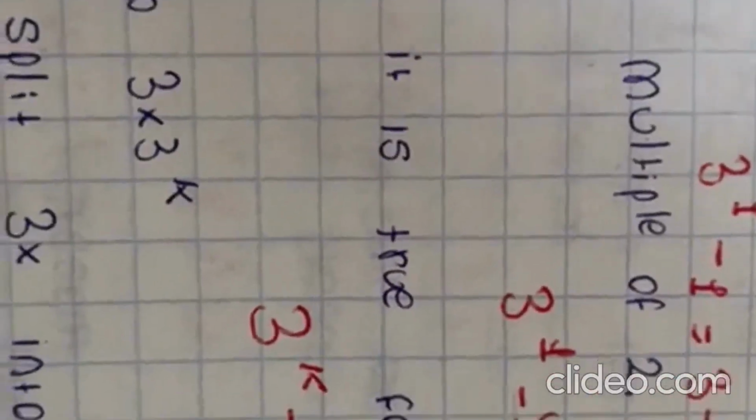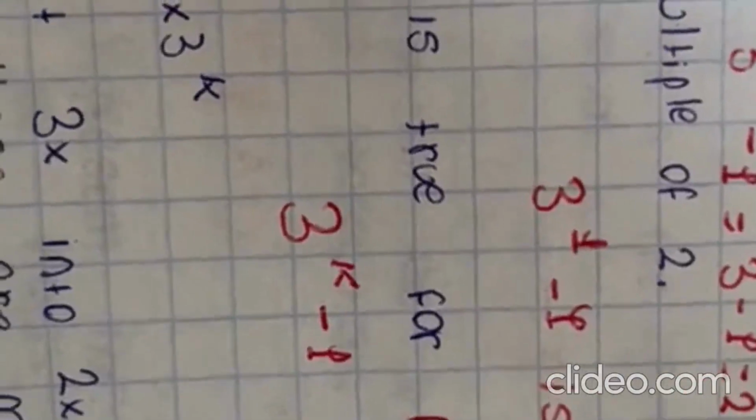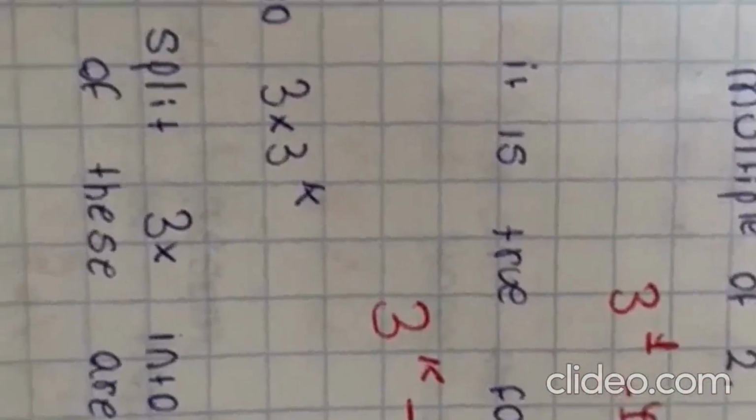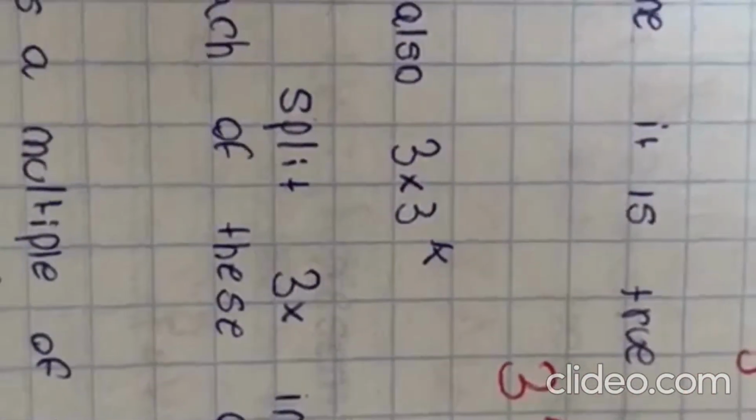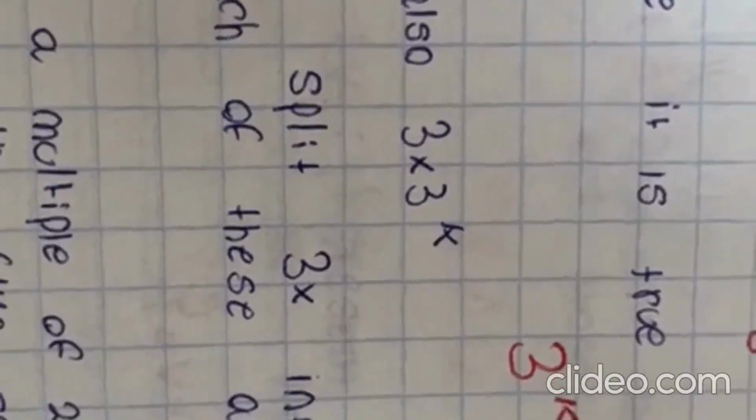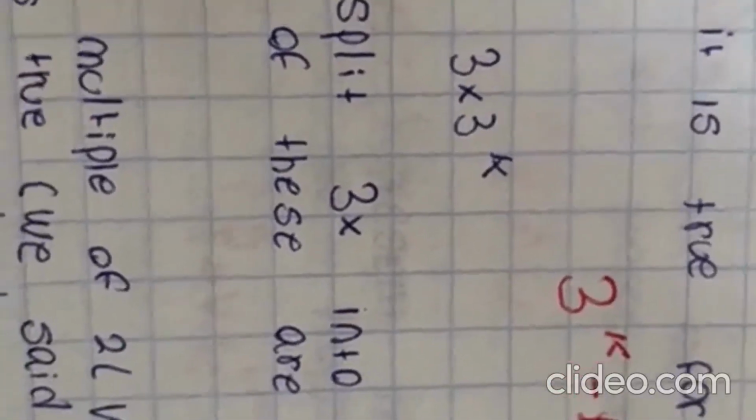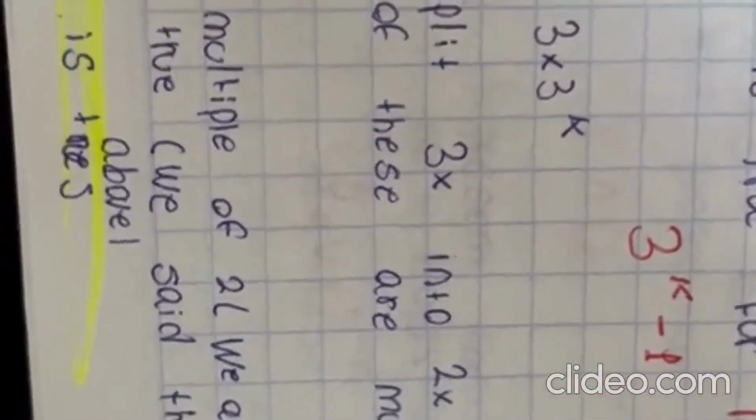The next step is to assume it is true for k. Here I assume this, and the result is 3 to the power k, and the result of the value.